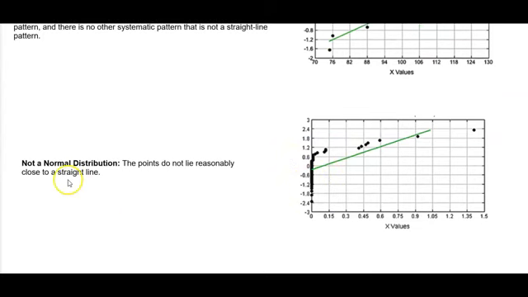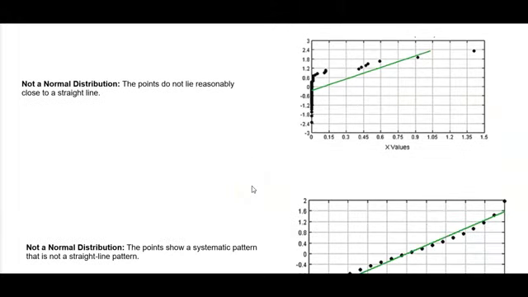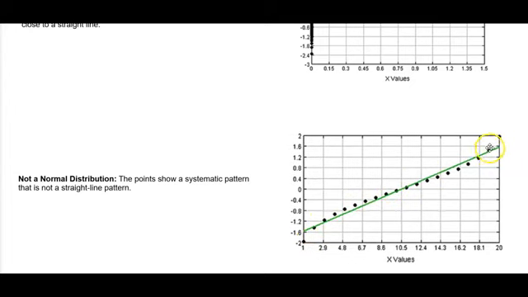Now, this one over here is not a normal distribution. The points do not lie reasonably close to a straight line. You can see all the points are kind of over here, and there are some points over here and here. So all these points are not representing a possible straight line pattern. Therefore, this is not a normal distribution. Over here, you can also see that this represents not a normal distribution, and the reason is that the points show a systematic pattern that is not a straight line. This pattern shows a curve that goes that way, and therefore it's systematic, but it's not showing a straight line pattern.